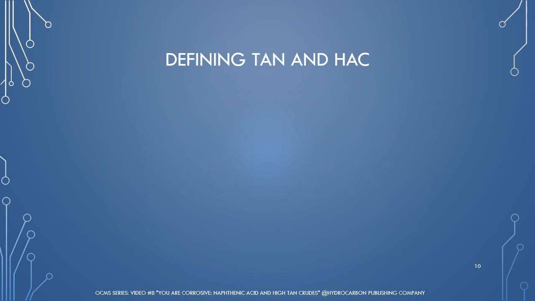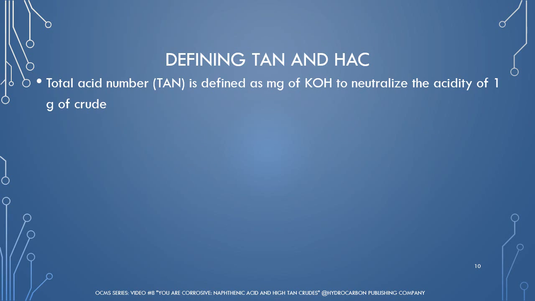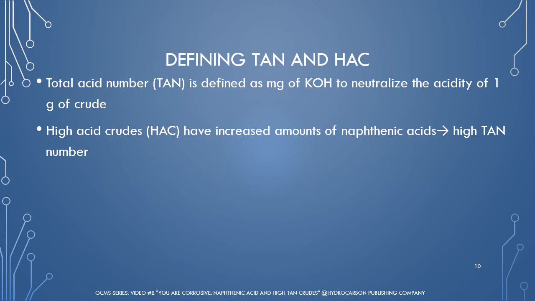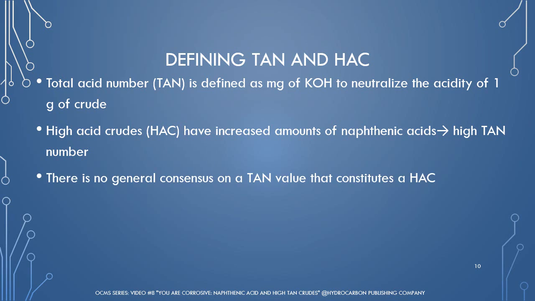Total acid number, or TAN, is defined as the milligrams of potassium hydroxide needed to neutralize the acidity of 1 gram of oil. A high-acid crude, or HAC, will have higher levels of naphthenic acids and thus a higher TAN value. These crudes are generally priced at a discount compared to conventional crudes. However, there is no consensus on an exact TAN value an HAC will have.